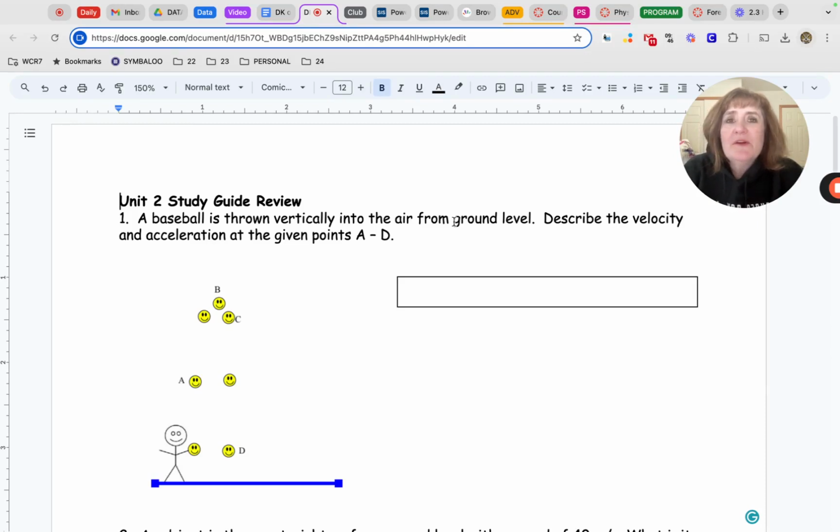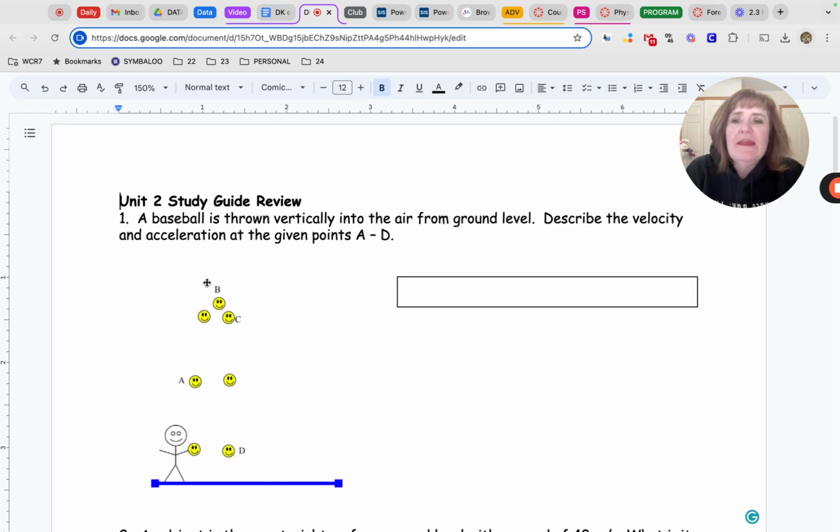Okay, so we're going to go over the Unit 2 study guide review together. Your job is to fill this in. Number 1 says, a baseball is thrown vertically into the air from the ground. That would be 2.2. Describe the velocity and the acceleration at each of the given points.